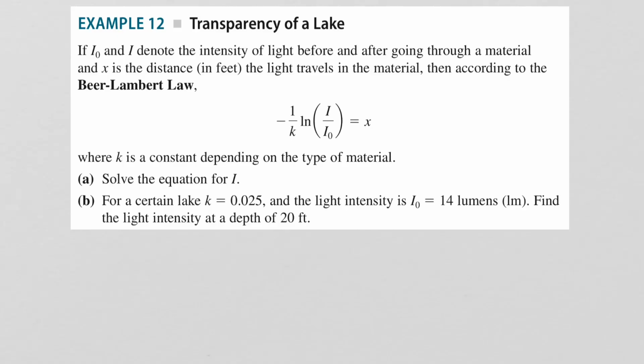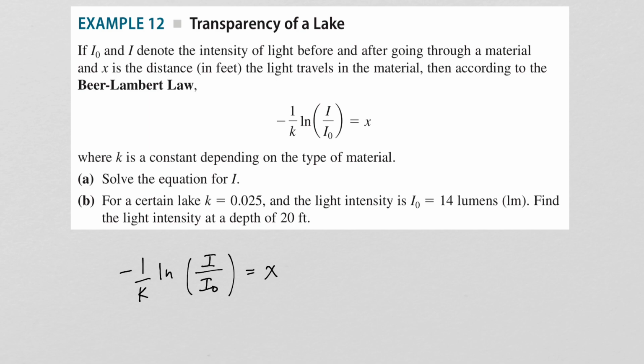In the next example, we have an equation that deals with transparency of a lake or a body of water. So if I naught and I denote the intensity of light before and after going through a material, and x is the distance in feet the light travels in the material, then according to the Beer-Lambert law, which is this equation here, where k is a constant depending on the type of material, you can figure out the intensity of the light left over after traveling through x feet of water. So the first thing we want to do here is just solve this equation for I.